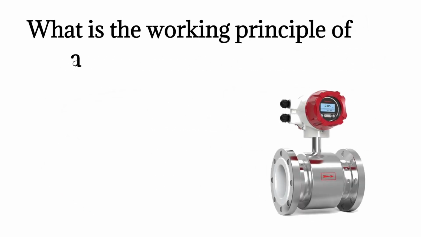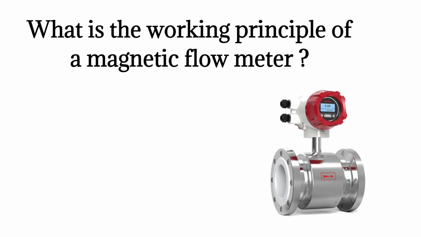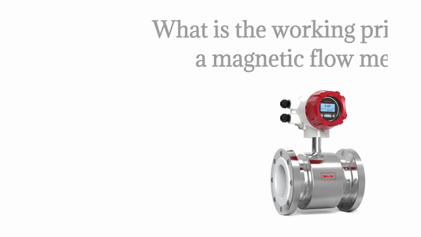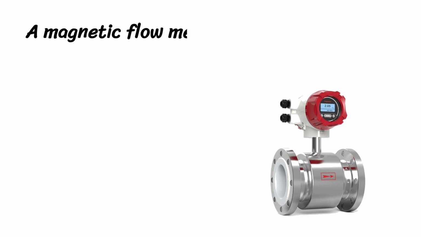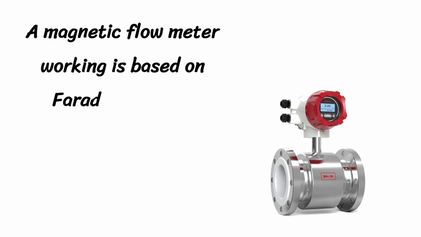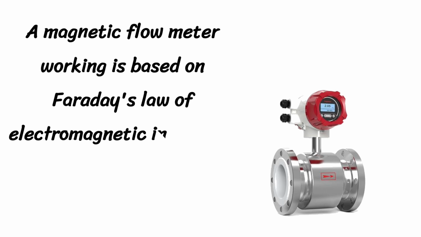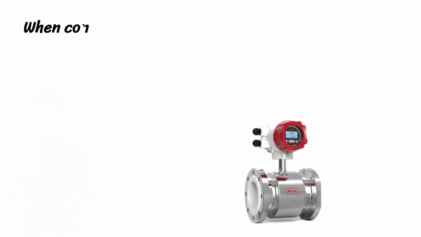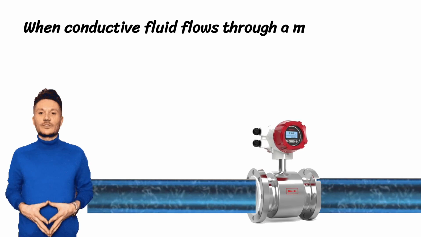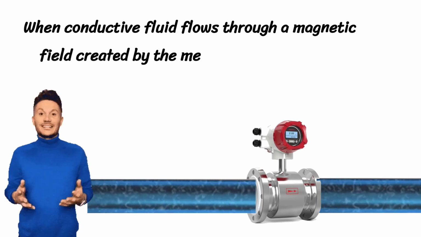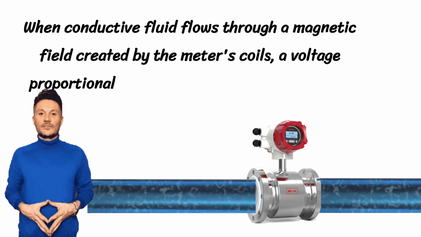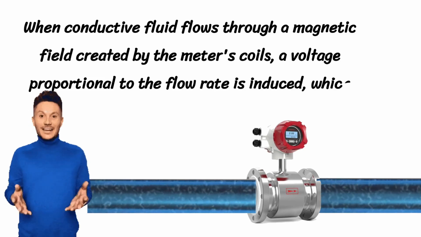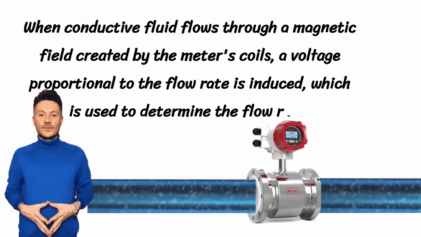Next question is, what is the working principle of a magnetic flow meter? A magnetic flow meter working is based on Faraday's law of electromagnetic induction. When conductive fluid flows through a magnetic field created by the meter's coils, a voltage proportional to the flow rate is induced, which is used to determine the flow rate.